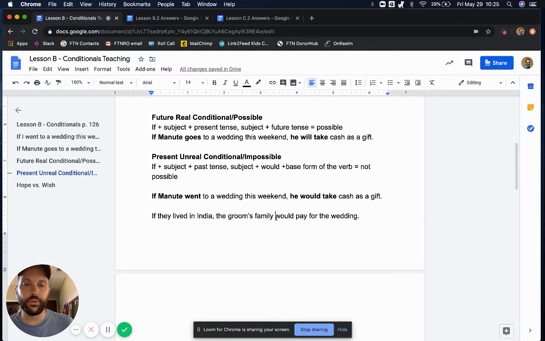And the way you know is this word, right? Would. They would pay for the wedding. Okay? And here, just like if Manute went, we had if they lived. Okay? Past tense. All right? It's the subject plus the past tense with the comma, and then the subject, and they would pay for the wedding. Okay?